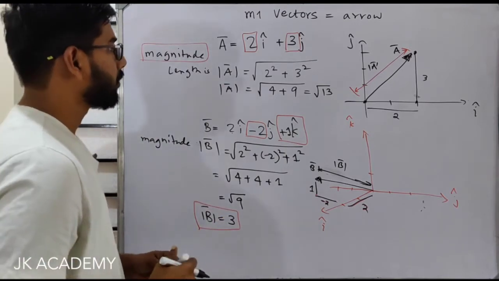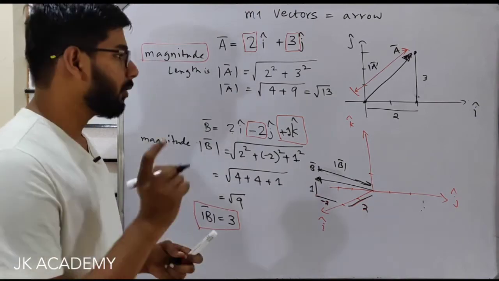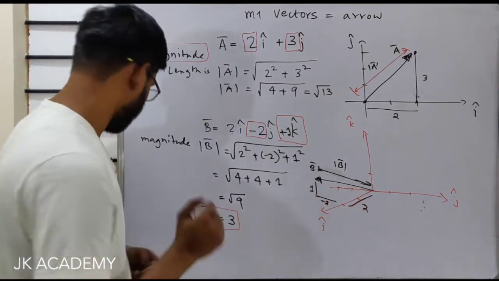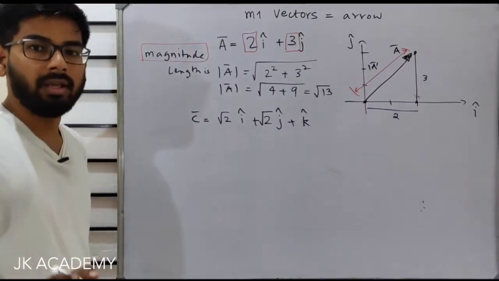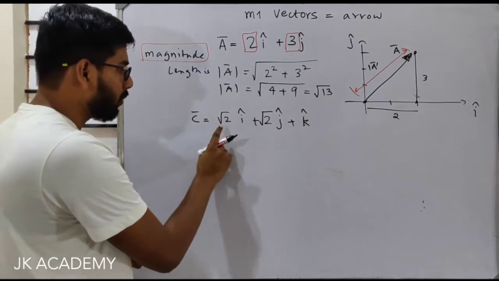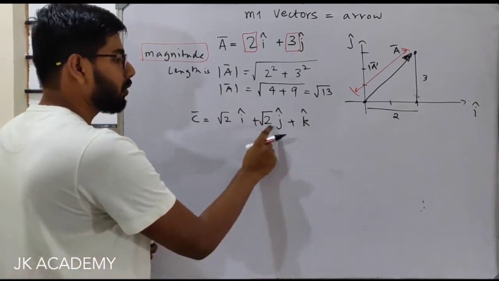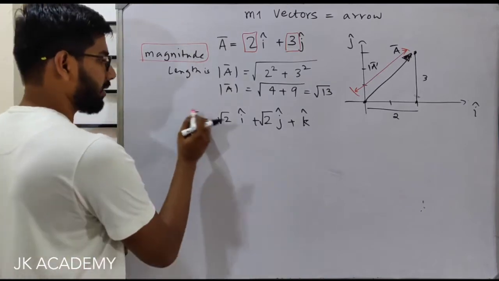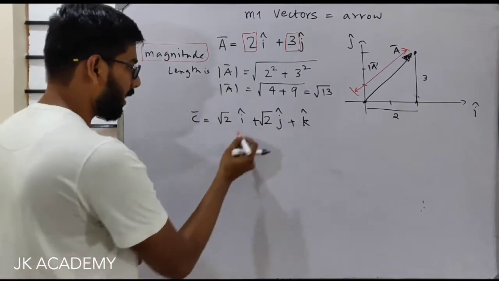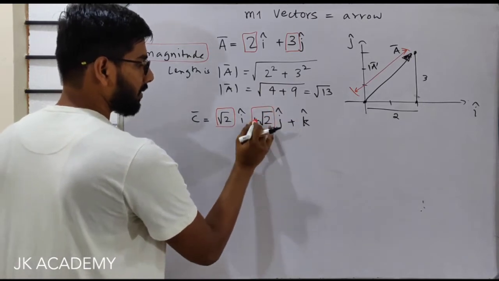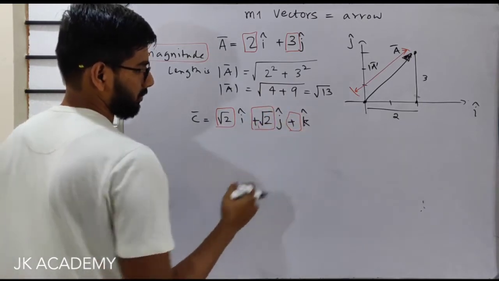So that's how you find magnitude of a vector. Okay, so we'll argue one more vector and we'll solve one more magnitude question. Let me make some space. So the next question is c bar is equal to root 2 i cap plus root 2 j cap plus root 2 k cap. So this is a vector because there is a bar here and there are i, j, k terms, and beside i I have root 2 and beside j I have plus root 2 and beside k I have plus 1.